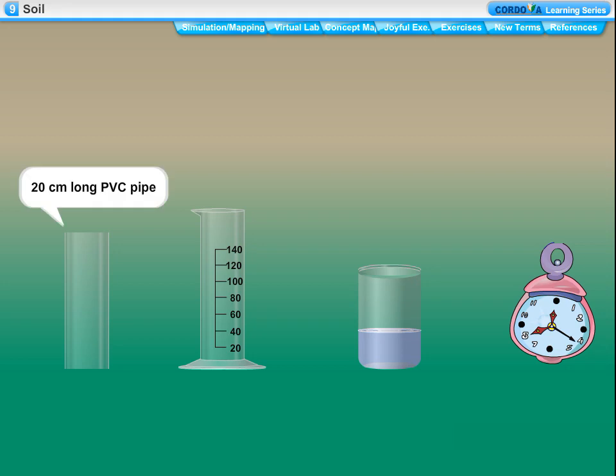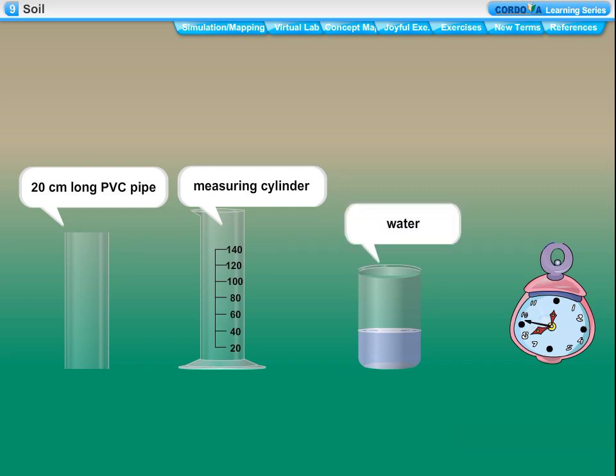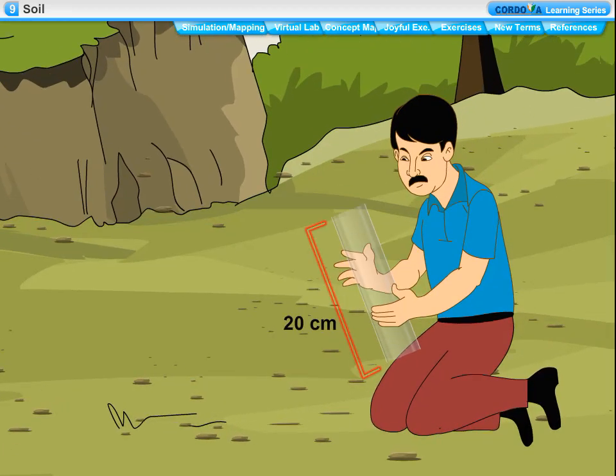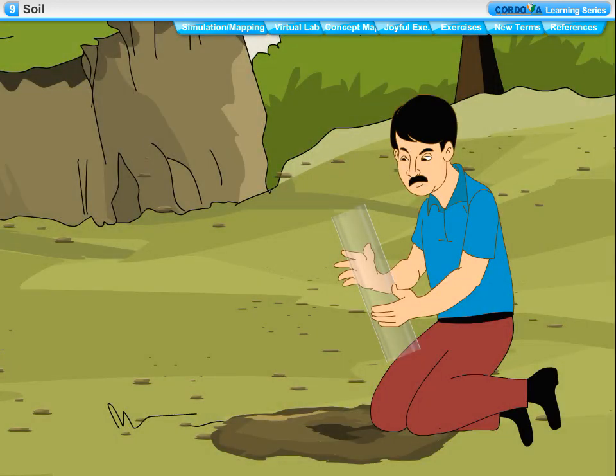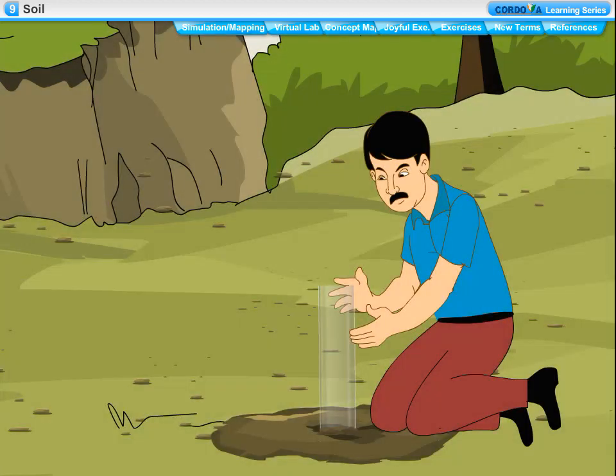To measure the percolation rate of water in soil. Things needed: 20 cm long PVC pipe, measuring cylinder, water, stopwatch. Method: we take a 20 cm long PVC pipe having a diameter of about 5 cm. At that place where percolation rate of water is to be measured, dig the soil to a depth of about 2 cm in the ground.